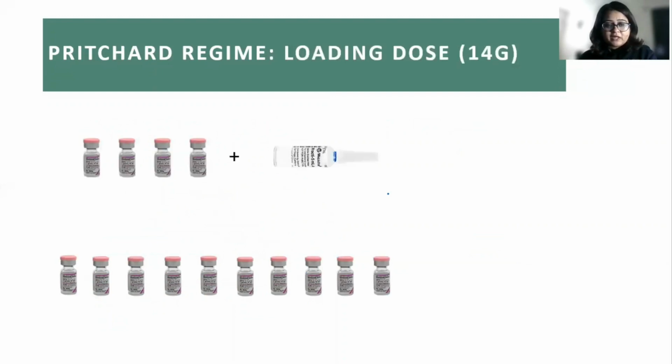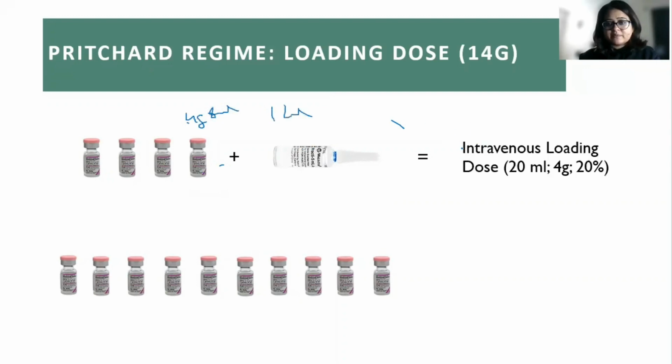Now, okay, coming to the, again, let's recapitulate this. So this is 4 grams in 8 ml plus 12 ml, and this becomes our intravenous loading dose of 20 ml, 4 grams. All right, now this is how many ampules? See, 1, 2, 3, 4, 5, 6, 7, 8, 9, and 10. So this is 10 grams of how much? 50% magnesium sulfate. And how many ml will this be? Because there are 10 ampules, 10 into 2, 20 ml. So this is also 20 ml.